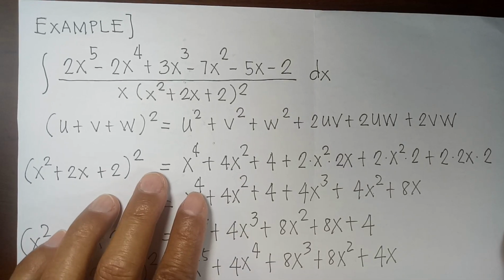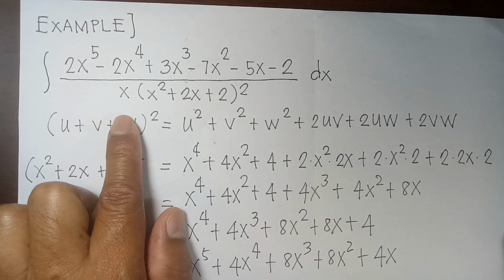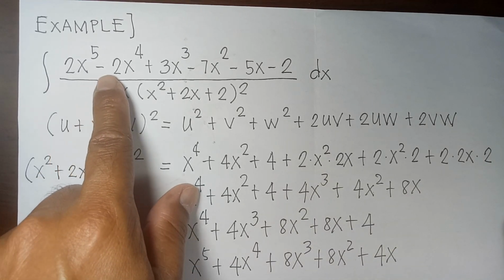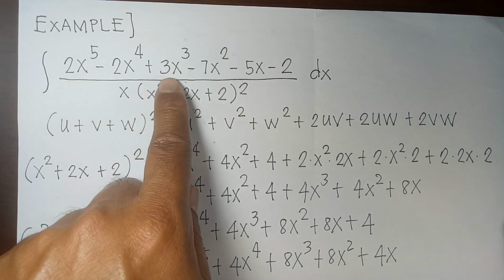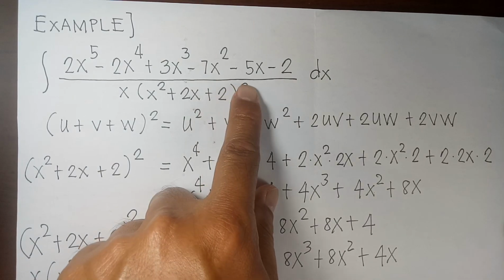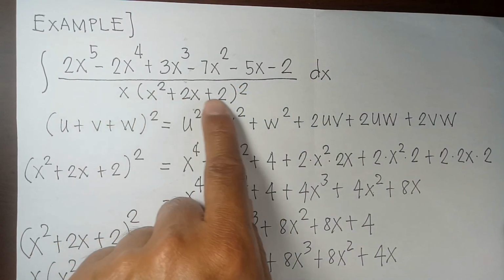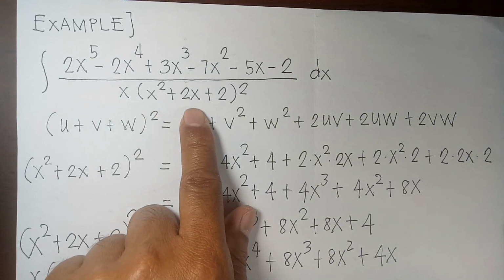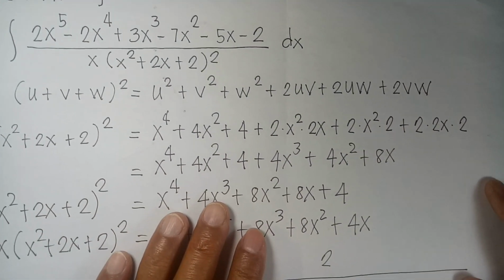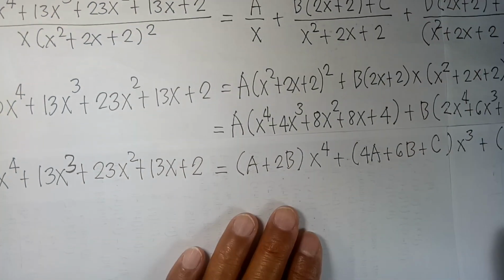Okay? So, ituloy natin yung ating example sa case number 4. So, ito yung ating problem. Integral of 2x to the 5th minus 2x to the 4th plus 3x cubed minus 7x squared minus 5x minus 2, all divided by x times x squared plus 2x plus 2 squared dx. So, dito tayo natapos sa ating huling video, no?